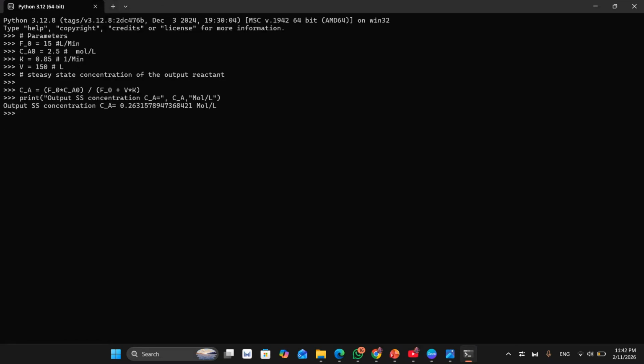Then I'll press enter, and it says the output steady state concentration CA is 0.23. You can solve it by hand and you will get the same answer. So see you in the next video, where I will calculate the CB.